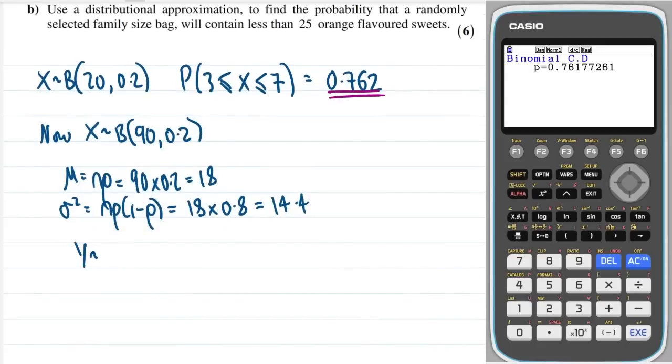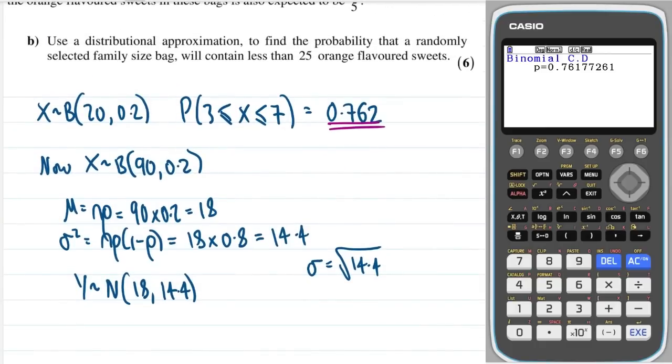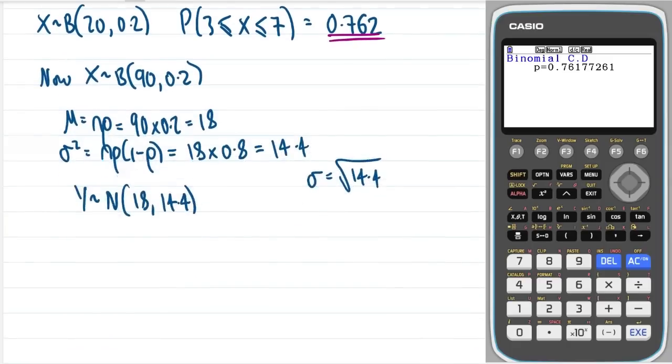So I can write a new distribution, which is normally distributed, which has a mean of 18 and a variance of 14.4. And remember that sigma, which is actually what we're going to use, is the square root of the variance. Okay, now what did the question ask? It said we want less than 25 sweets. So with the old binomial distribution, less than 25 is the same as less than or equal to 24.